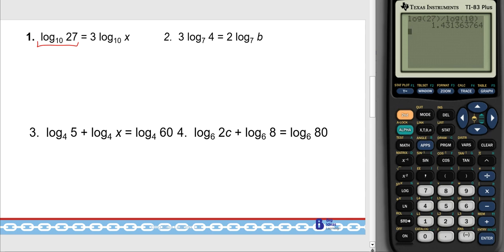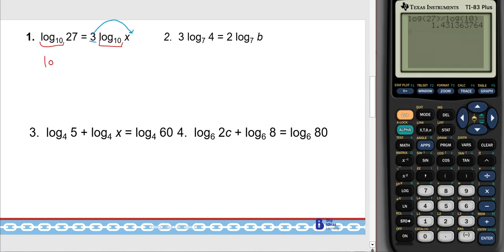So the next thing I'm going to look at is, because I have this log base 10 of 27 on the left side of the equal sign, do I see this same log base 10 over on the right side? And I do. However, I have this exponent, or this coefficient out in front, this 3, that is preventing me from just solving the values. So I need to use the power property here. That allows me to take this 3 and turn it into an exponent on the x.